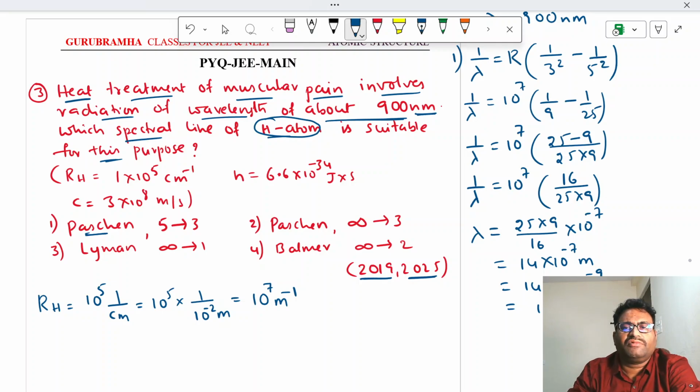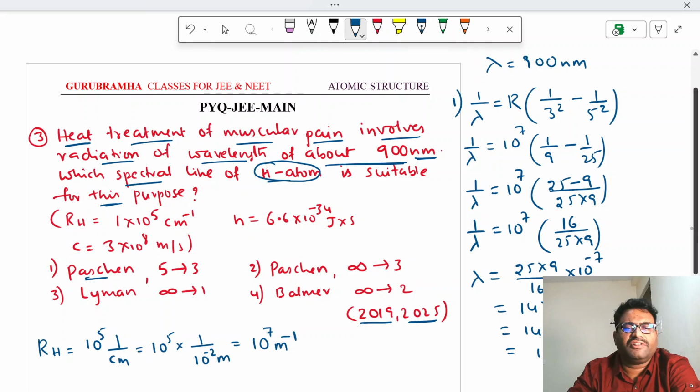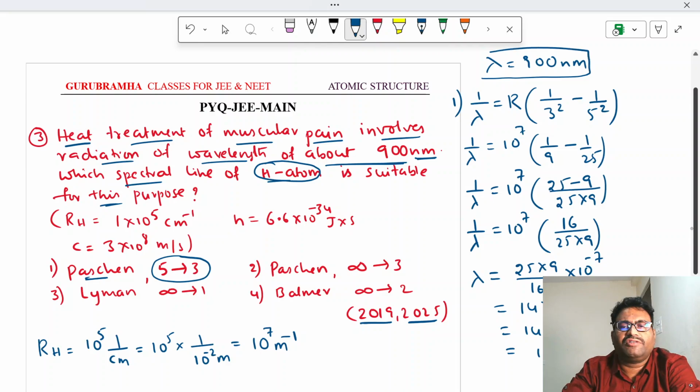So, is that the correct answer? The spectral line of the Paschen series, when it is moving from the fifth orbit to the third orbit, has a wavelength of 1400 nanometers. But what wavelength is involved in this treatment? 900 nanometers is involved. So this is not correct.